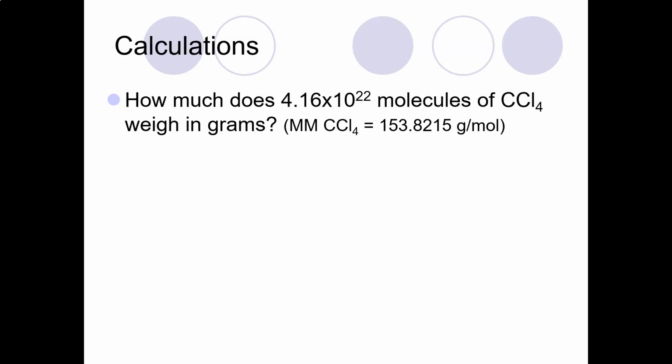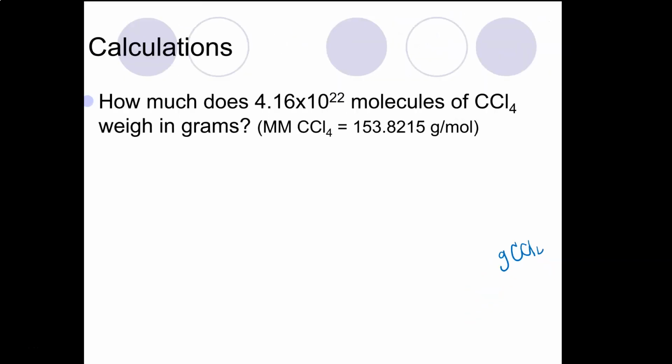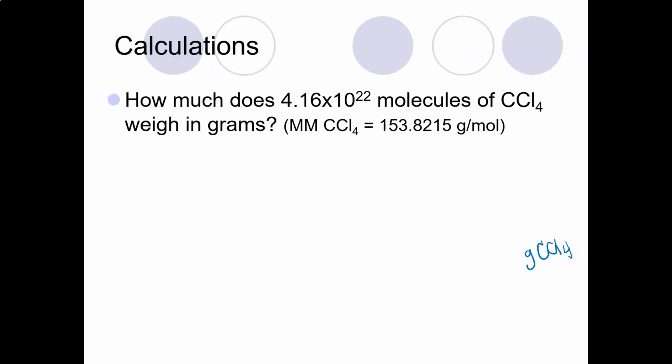Okay, so hopefully you're done practicing. Let's give this one a shot. How much does 4.16 times 10 to the 22nd molecules of CCl4, which is carbon tetrachloride, from remembering chapter 2, weigh in grams? So we're trying to figure out grams of CCl4. We're starting with 4.16 times 10 to the 22nd molecules of CCl4.